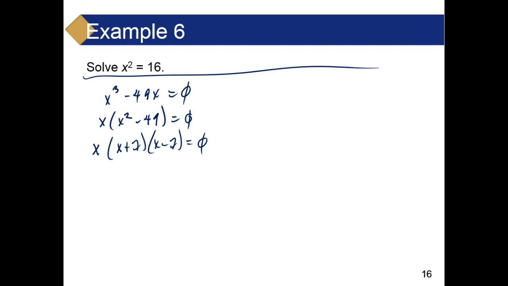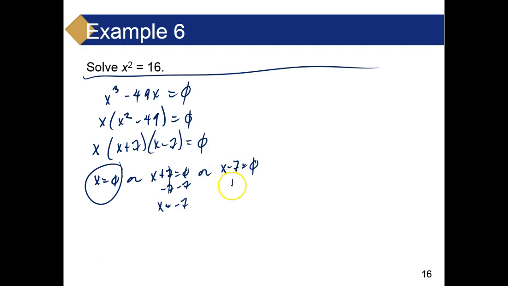What do we do from here? Okay, and what does that give us? Either x equals 0, or x plus 7 equals 0, or x minus 7 equals 0. X equals 0, there's a solution right there. How about the next one? Subtract 7 from both sides, and that gives you x equals negative 7, or add 7 to both sides, and that gives you x equals 7.